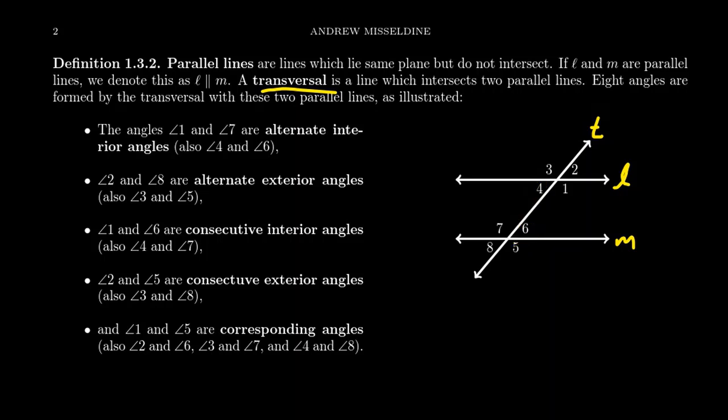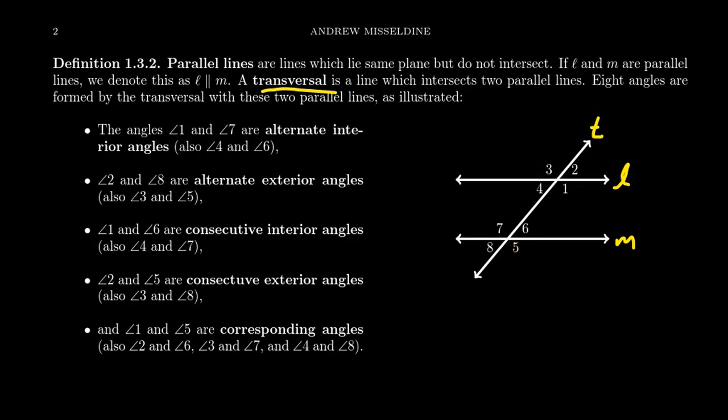On the other hand, if we take, for example, the angles 2 and 8, these are called alternate exterior angles. Notice that they're alternate because they're on the opposite side of the transversal, and they're now exterior to this parallel band. They're not on the inside, they're on the outside of the picture. So 2 and 8 are alternate exterior angles. Similarly, 3 and 5 are alternate exterior angles.